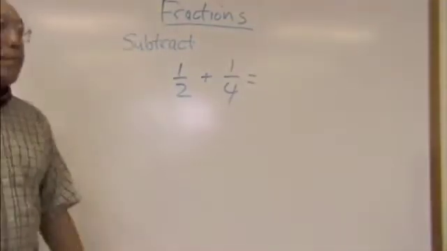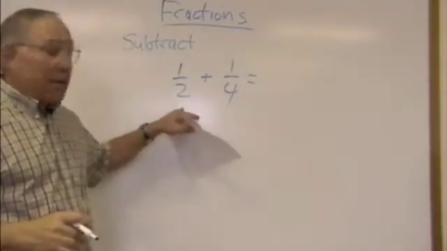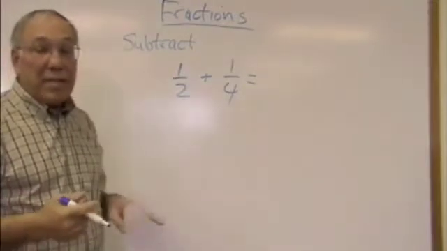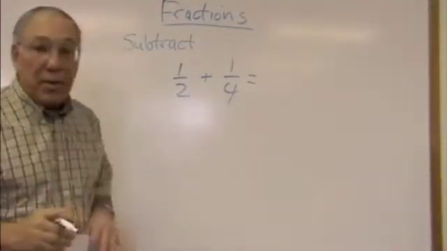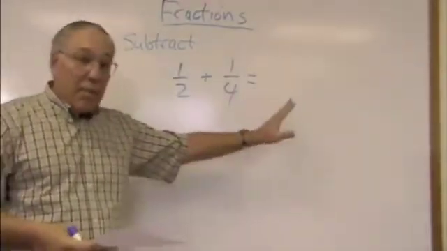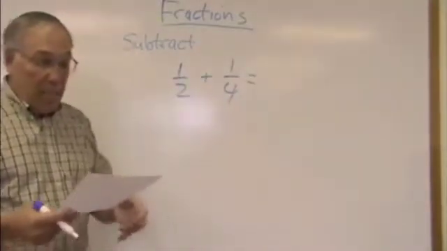Well, you know the answer to it, because this is a $0.50 and this is a $0.25. The answer would be 75 cents. 75 cents would be the same as 3/4. But I want to show you how we can do that mathematically so you can use it in other situations. Sometimes you can solve these problems by just inspecting them and using your common sense.